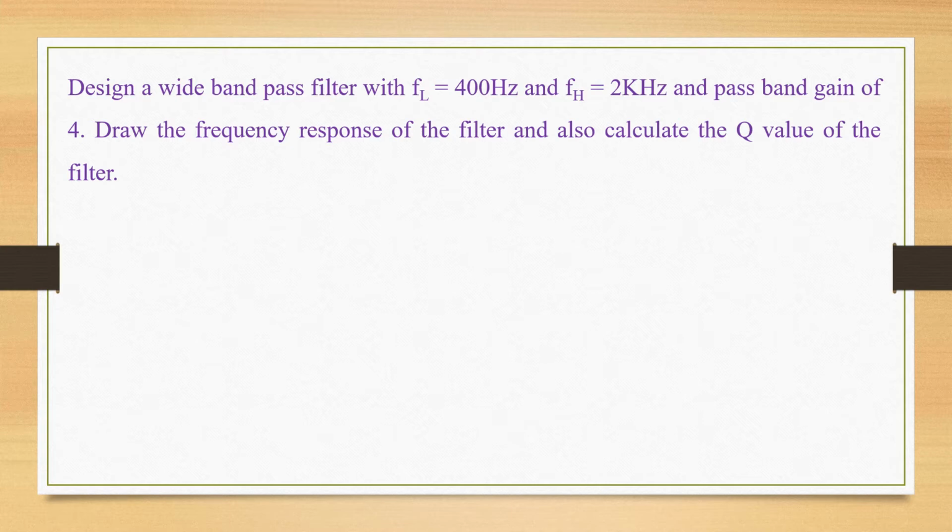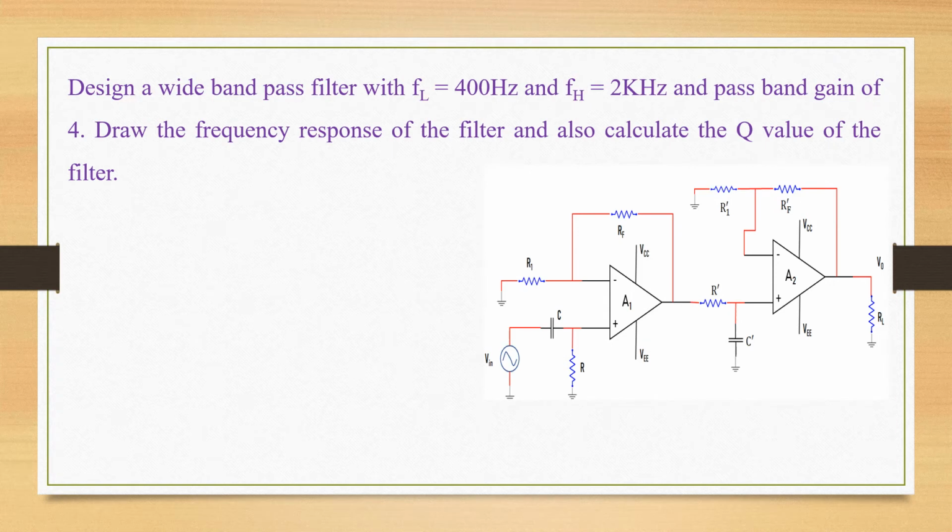So first we will draw the circuit diagram of a wide band pass filter, and here we will be using a low pass filter and a high pass filter. So this will be the circuit we are going to use, and given FL is equal to 400 Hz, FH is equal to 2 kHz.